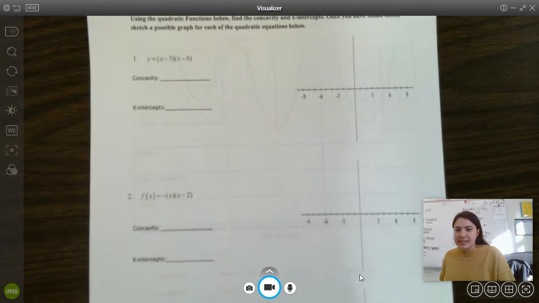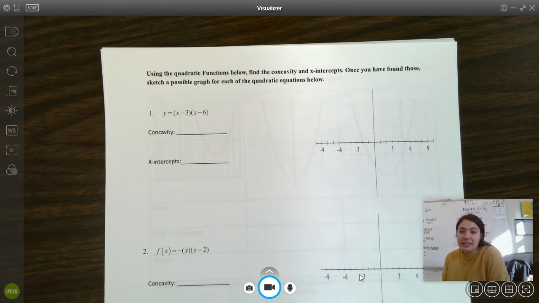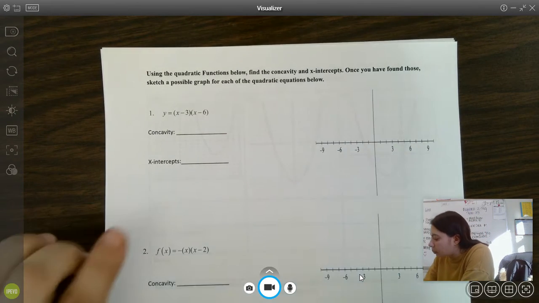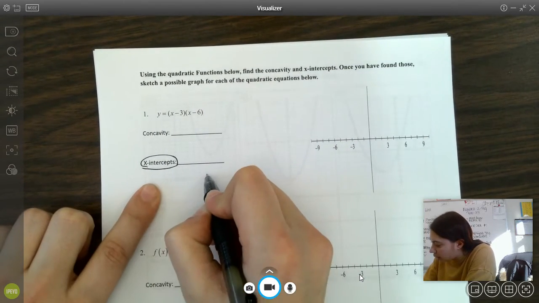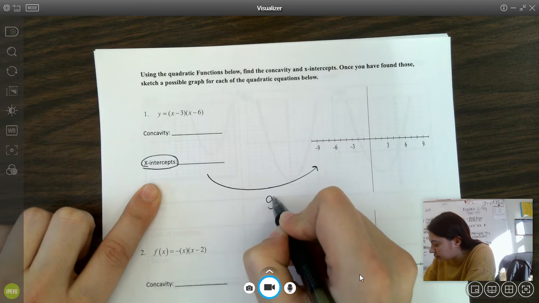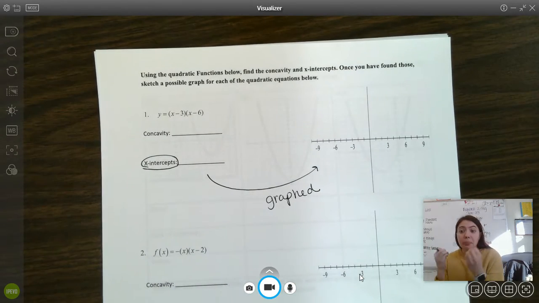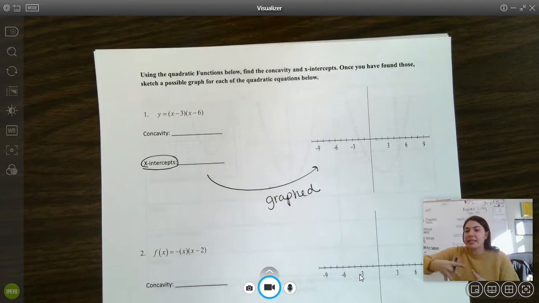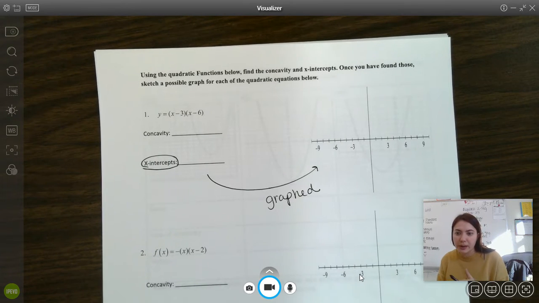If we take a look at this next page, it says use the quadratic functions below. We need to find the concavity and we need to find the x-intercepts. And really, we want to make sure that we see these connections. Our x-intercepts are going to be graphed. And so that way we can, one, plot those points and use that to just sketch if the parabola would be up or down. We really don't care so much about the vertex right now. It's just seeing that connection.